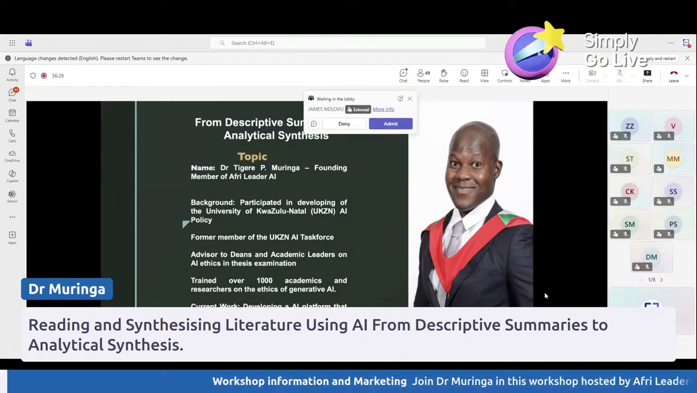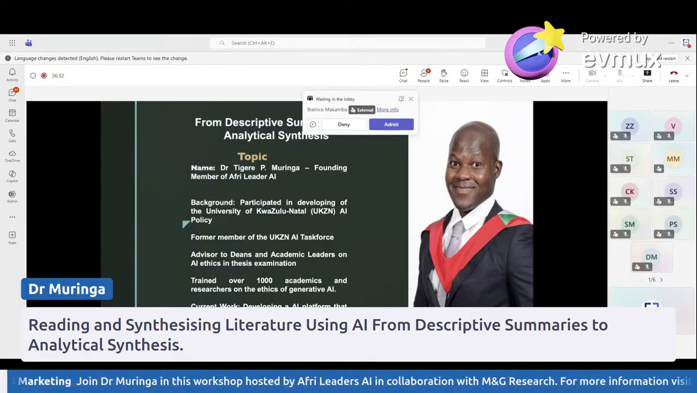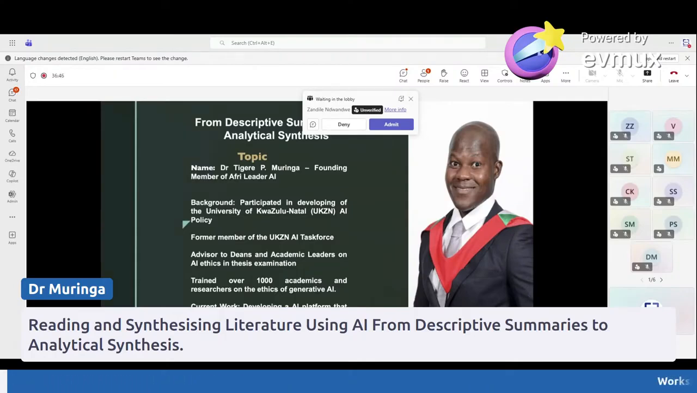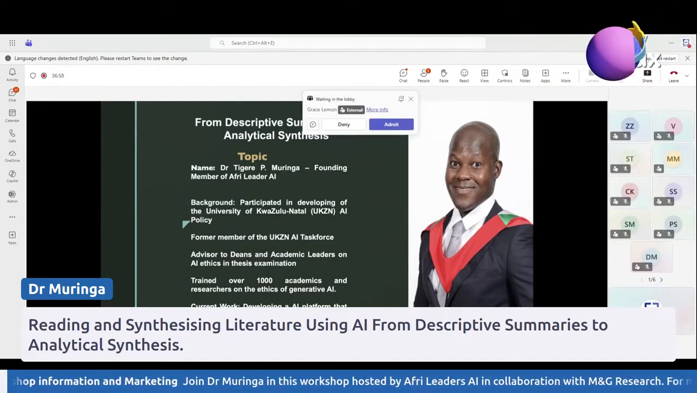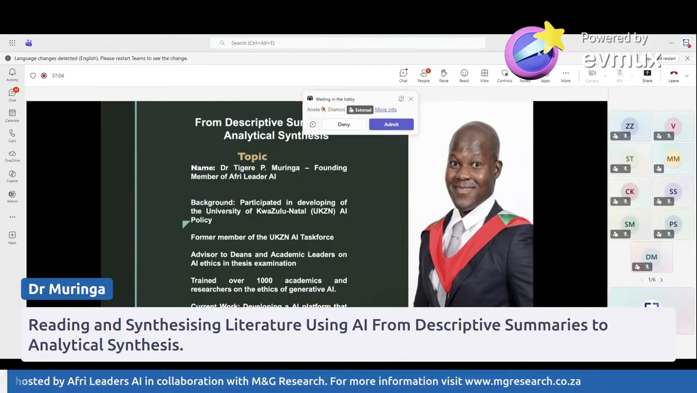So what we basically want to achieve in this presentation is to see how we can develop a synthesized literature review, and how we can move away from the basic approach that most of our students, especially honors and master's students, tend to take, developing a literature review that is narrative in nature and not well synthesized. So the purpose of this demonstration and presentation is to get to the point where you are able to develop a synthesized literature review.